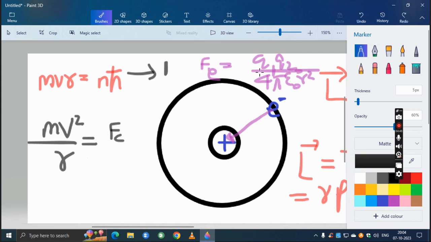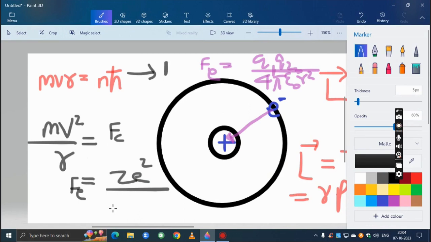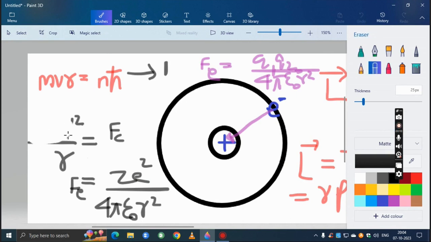So Fe equals Ze, that is the charge on the nucleus, times the charge on an electron, that is e. It becomes Ze square upon 4 pi epsilon naught r square. So this is the electrostatic force that is providing the centripetal force in this case.